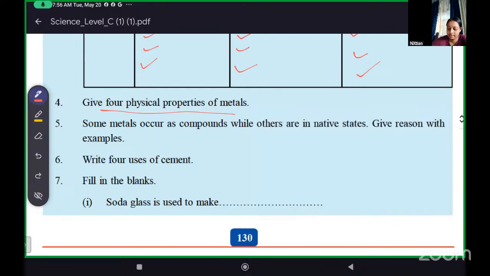Now, the next question is, some metals occur as compounds while others are in native states. Why does this happen? How do they occur in different forms in nature? Because it is classified according to their reactivity. Whether a metal will appear as a compound or in a native state is decided by its reactivity.